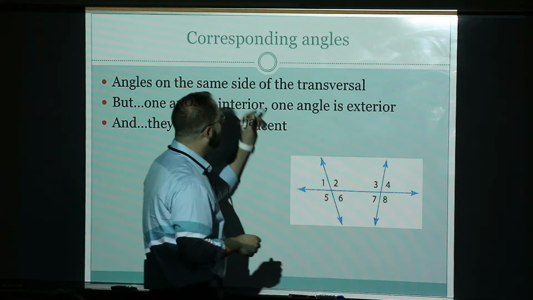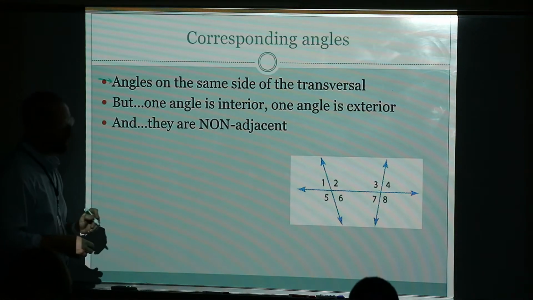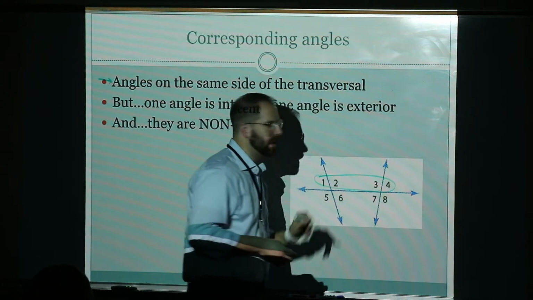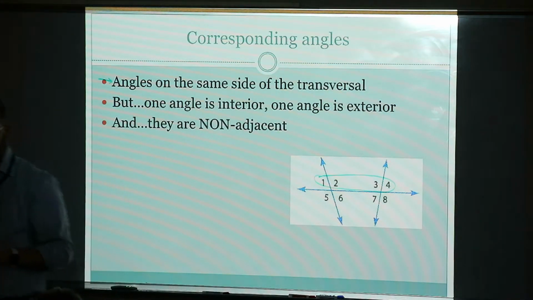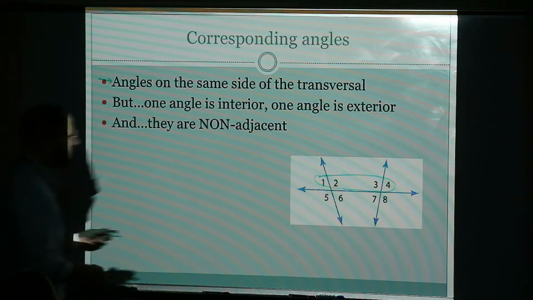All right, so here's the idea. First rule, they have to be on the same side of the transversal. So let's pick the top half only, same side of the transversal, right? Now, the pairs I'm looking for: one has to be interior, one has to be exterior. Somebody just pick an interior. Three. Okay, we're going to pick three.